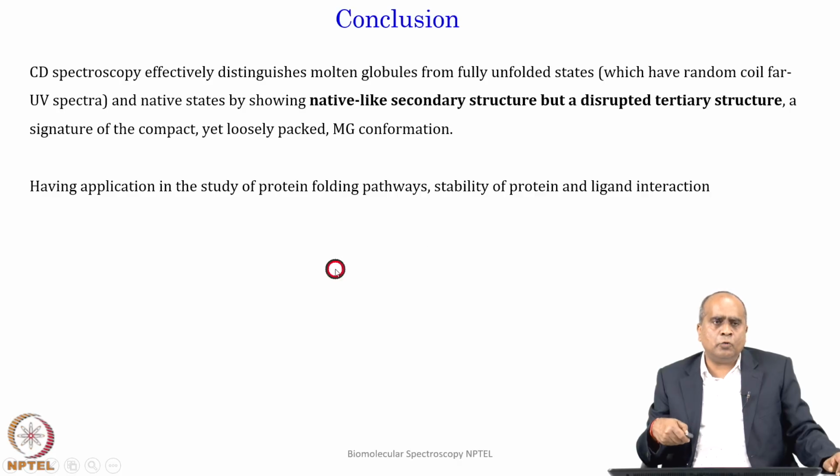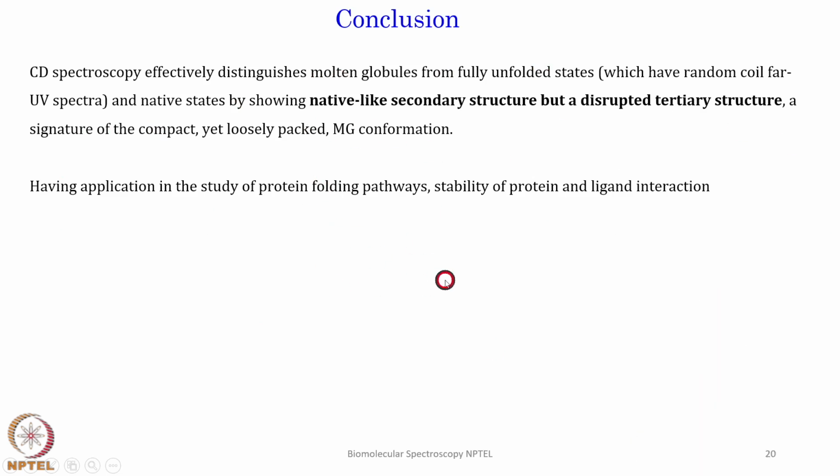So, what we can conclude is that CD effectively distinguishes the molten globule state from the unfolded state, which has random coil in far UV. The molten globule shows native-like secondary structure but disrupted tertiary structure, and it is a signature of a compact yet loosely packed conformation. One can apply this to study protein folding pathways, protein stability and ligand interaction.